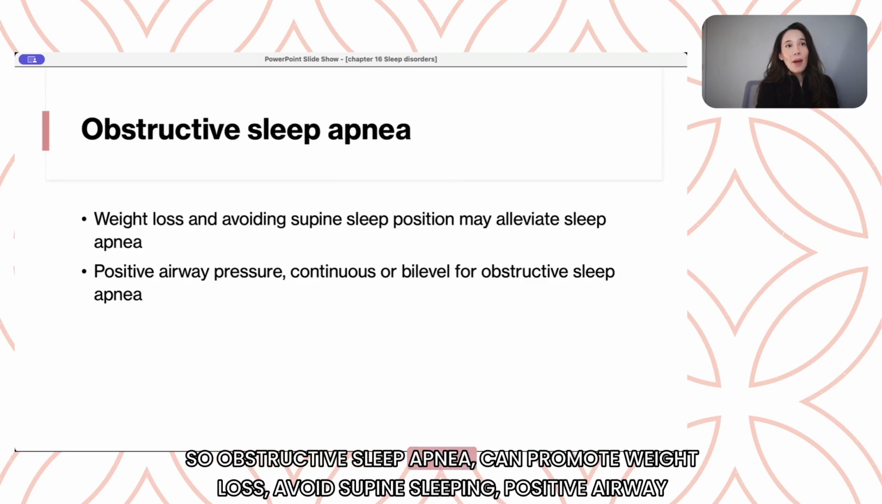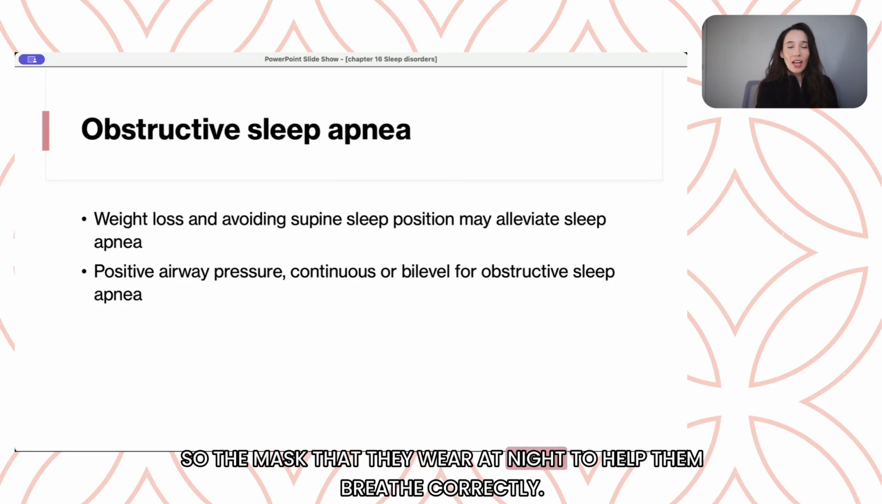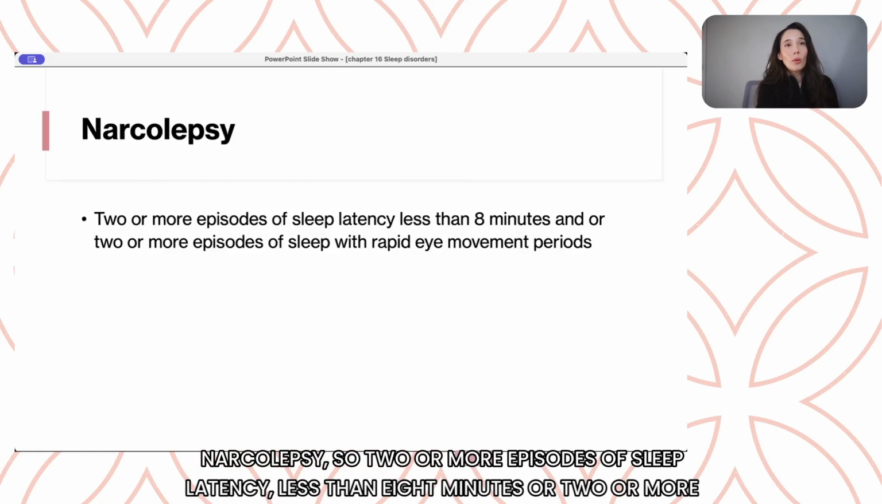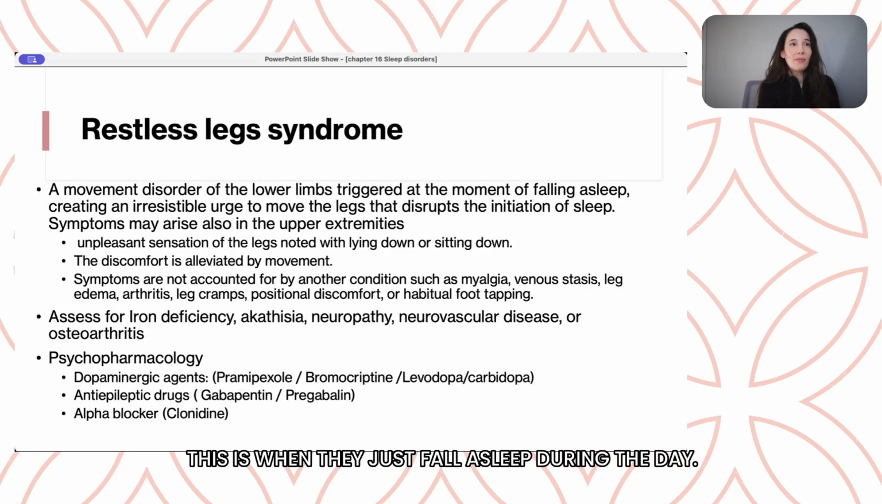For obstructive sleep apnea, we can promote weight loss, avoid supine sleeping, and use positive airway pressure, continuous or bilevel, so the mask that they wear at night to help them breathe correctly. Narcolepsy: 2 or more episodes of sleep latency less than 8 minutes, or 2 or more episodes of sleep with rapid eye movement periods. This is when they just fall asleep during the day.